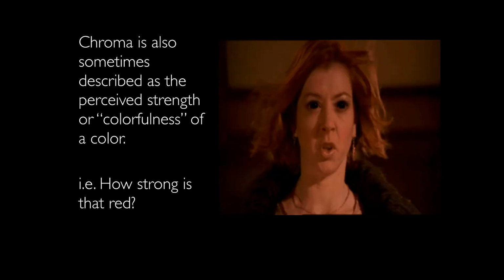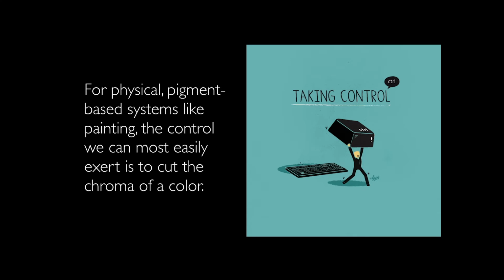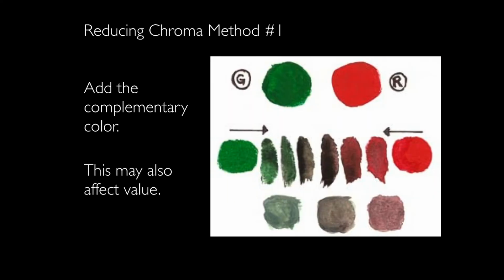Now, what's important for us practically as artists is that we need to be able to control the chroma or the intensity of the color that we're putting into our artworks. It's really a fundamental skill. So for physical pigment-based systems, which is what we're dealing with in this class, the control we can most easily exert is to cut the chroma of a color, to reduce the chroma, in other words. So there's 3 methods that I'm just going to overview for you, and then we will be applying these in class as needed.